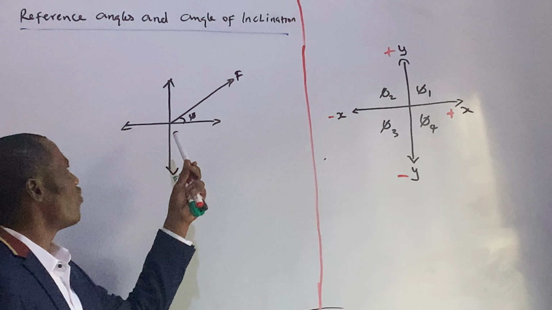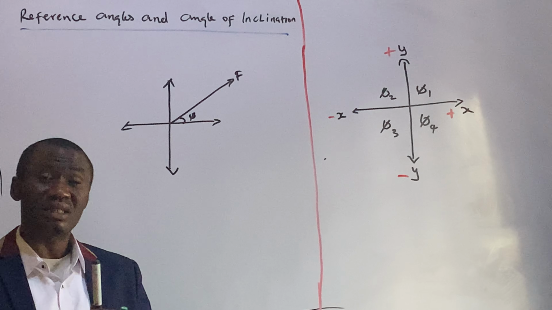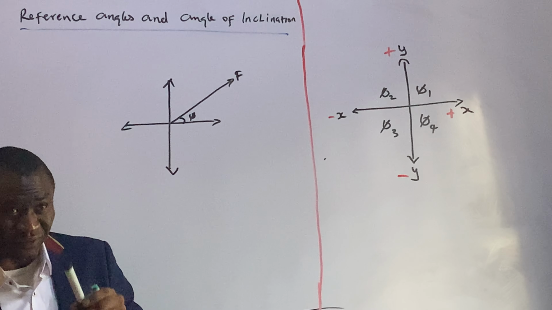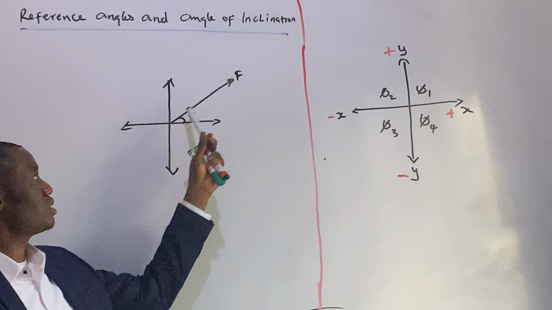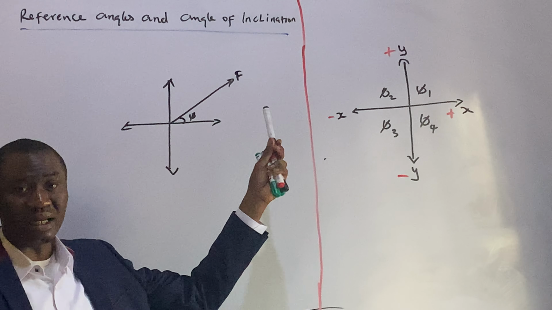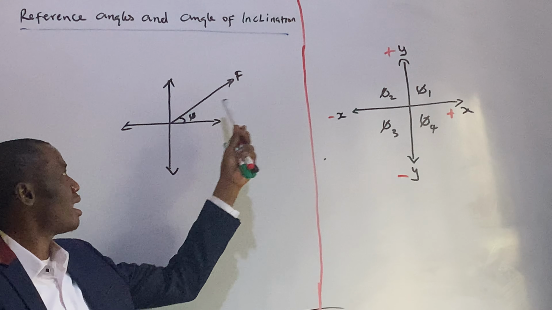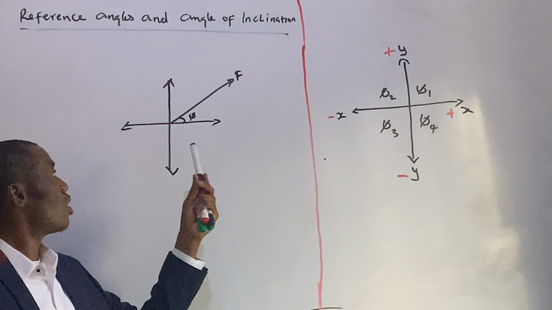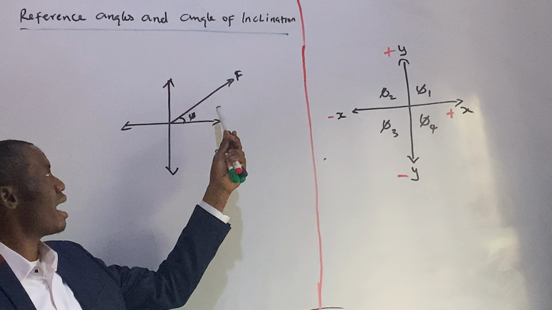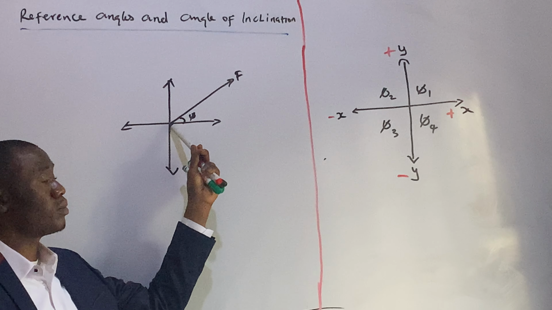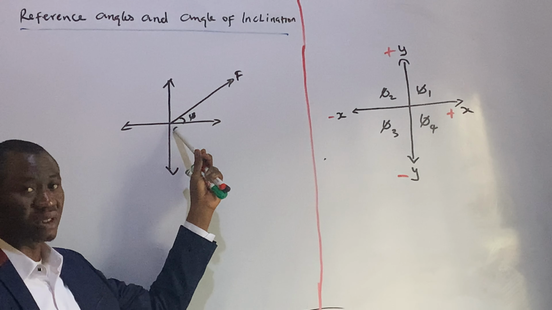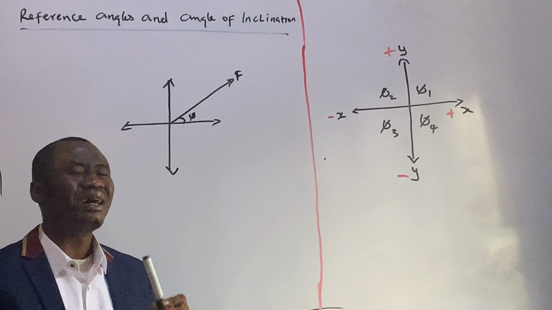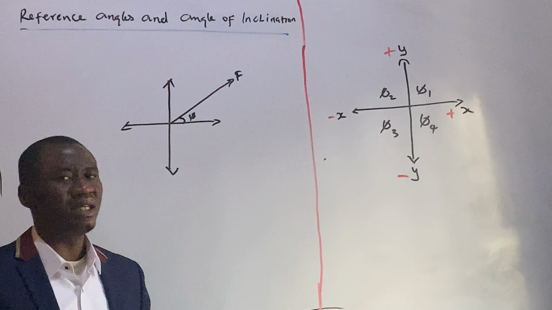Now, the angle of inclination is simply the angle that is formed by a line. You notice this is a line or a plane. The angle that is formed by a line or a plane to the horizontal. That is what is called the angle of inclination.